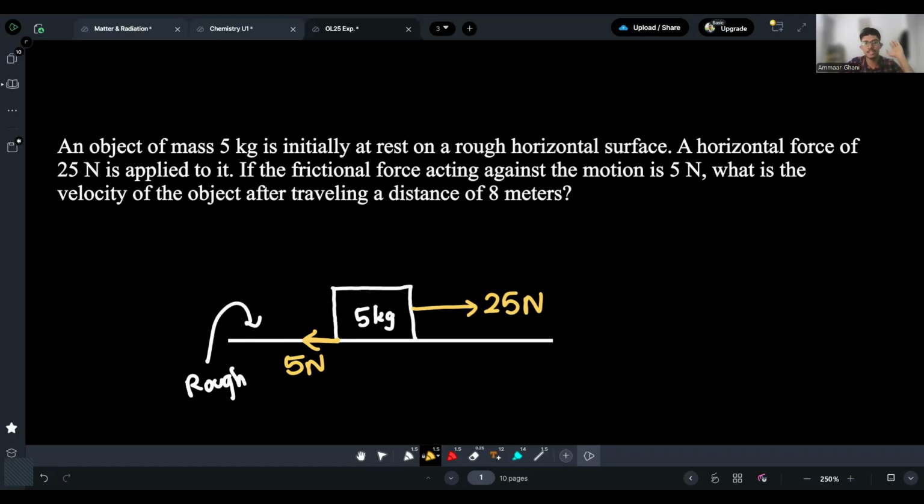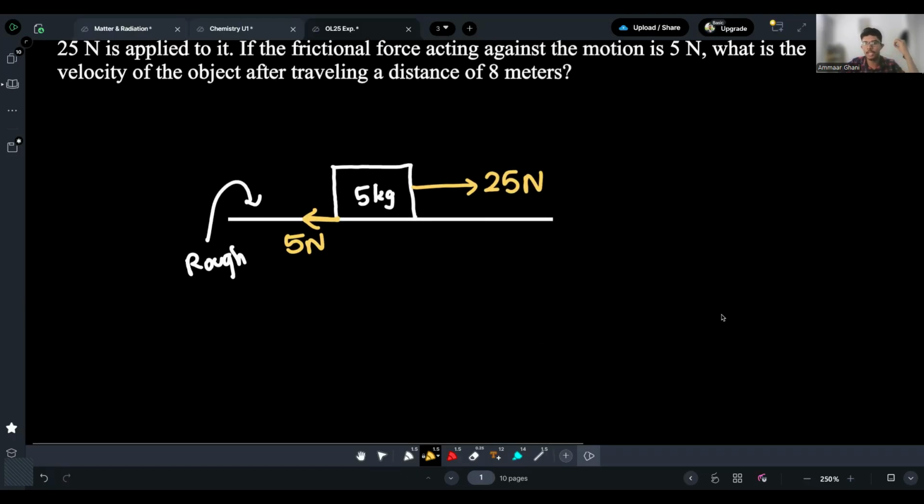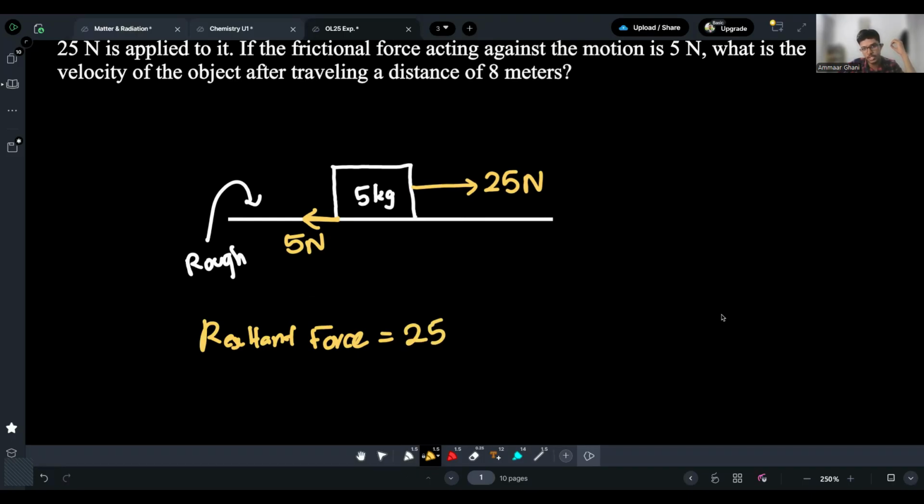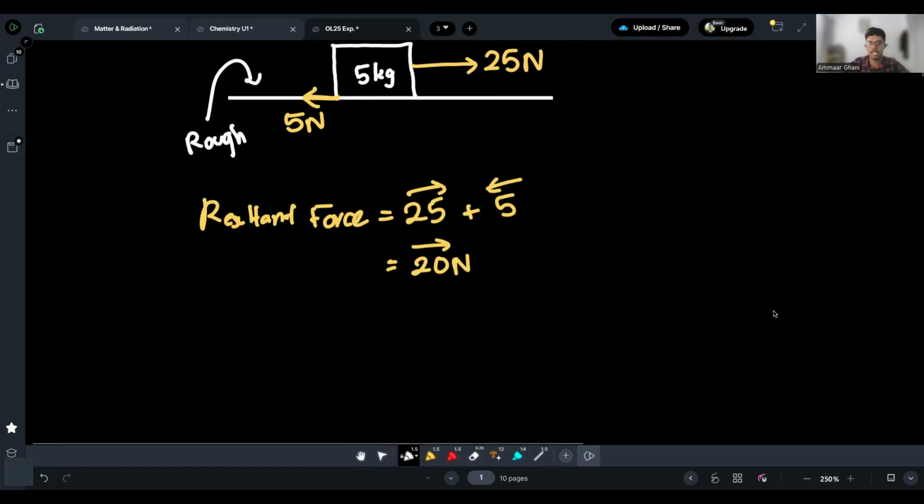First of all, let's find the resultant force. Let's stop thinking about anything else and let's find the resultant force. Okay, resultant force is going to be 25 Newton to the right plus 5 Newton to the left, which is going to be 20 Newton to the right. This is the resultant force. After the resultant force, we apply the F equals ma equation, which is Newton's second law, on the 5 kilogram object.